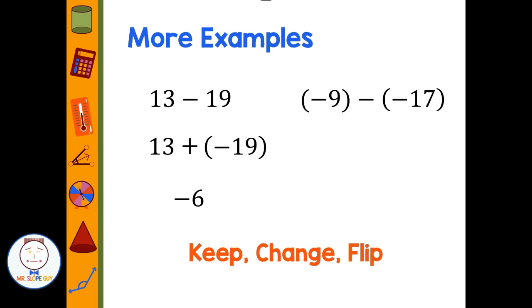How about negative 9 minus negative 17? Well, we got a bunch of negatives in here. So the first number always stays the same. That's the keep. We're going to change from subtraction to addition. That's the change. And the flip, the opposite of negative 17, is positive 17. Now using my rules for addition, I'm adding a negative and a positive, so I subtract the number part to get 8, and I use the sign with a greater absolute value. 17 has a greater absolute value, so my answer will be positive 8.